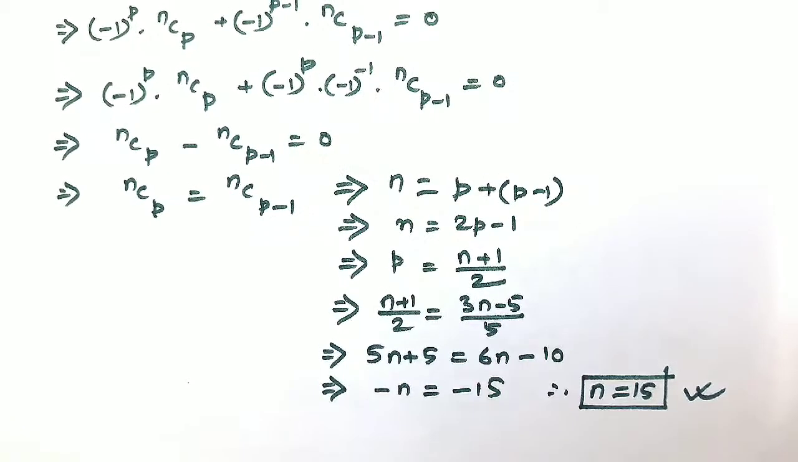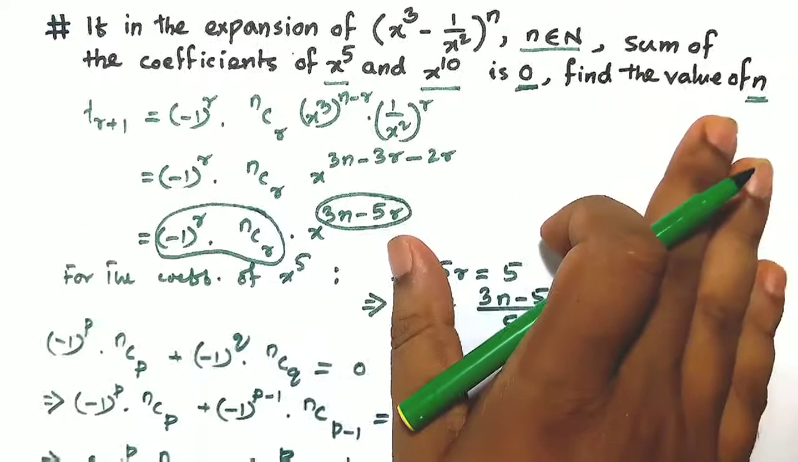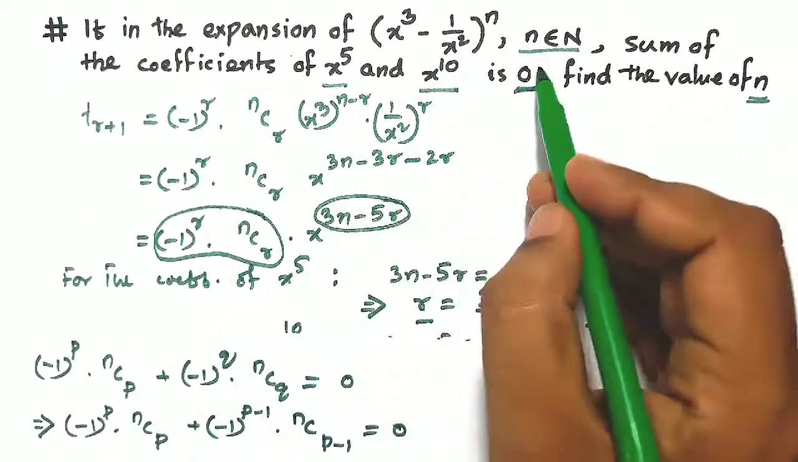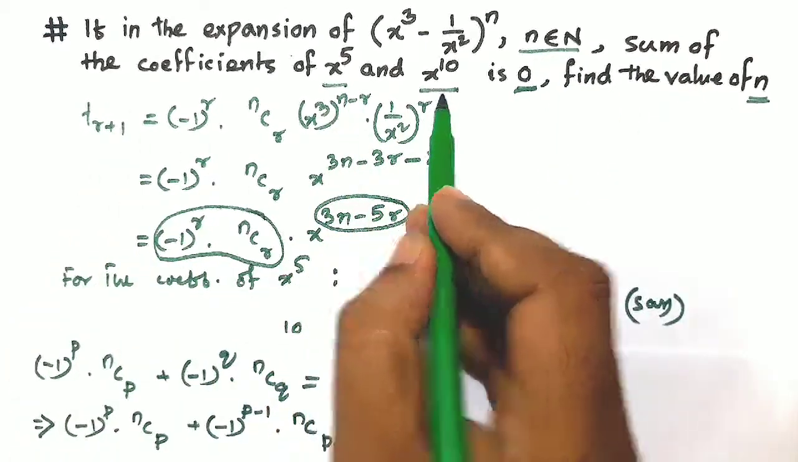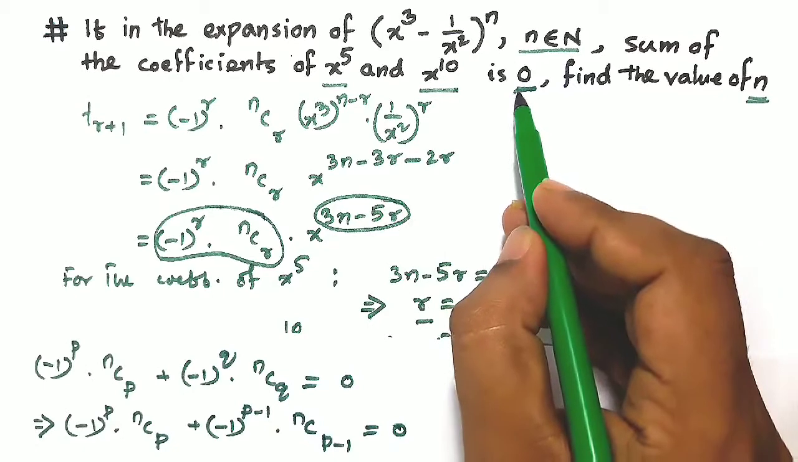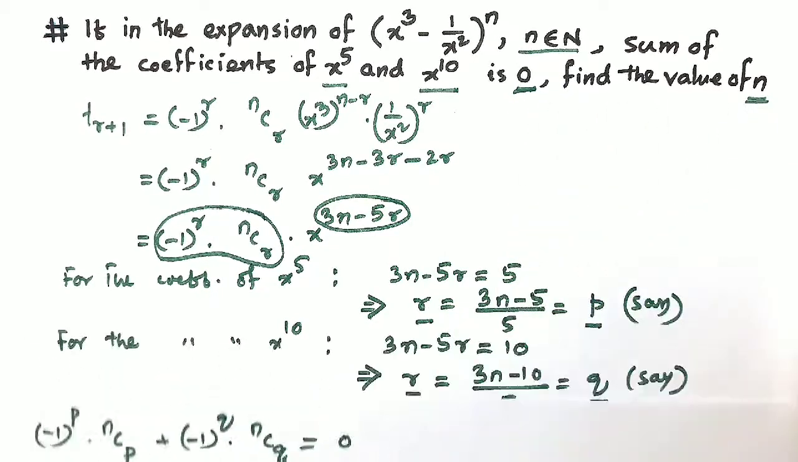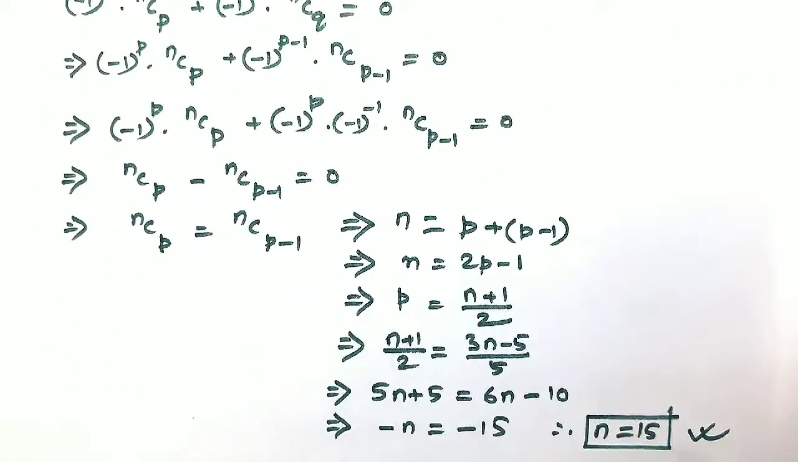So again, what was the question, what was given? If in the expansion of (x cube minus 1 by x square) whole to the power n, where n is a natural number, the sum of the coefficients of x to the power 5 and x to the power 10 was given as 0 and you have to find the value of n, and you got it. The result is n is equal to 15.